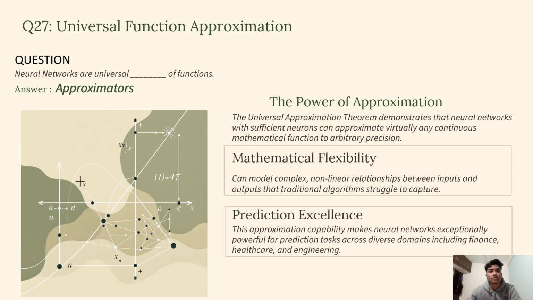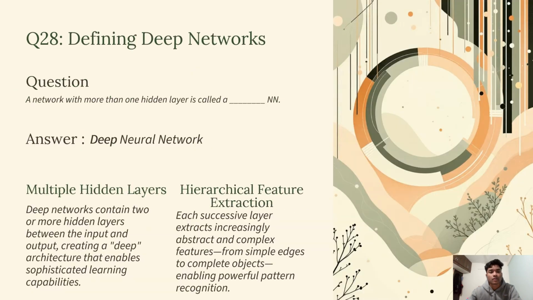Our next question. A network with more than one hidden layer is called a deep neural network. Each layer learns something new, from simple patterns like edges to complex objects like faces. This layered learning gives deep learning its power.